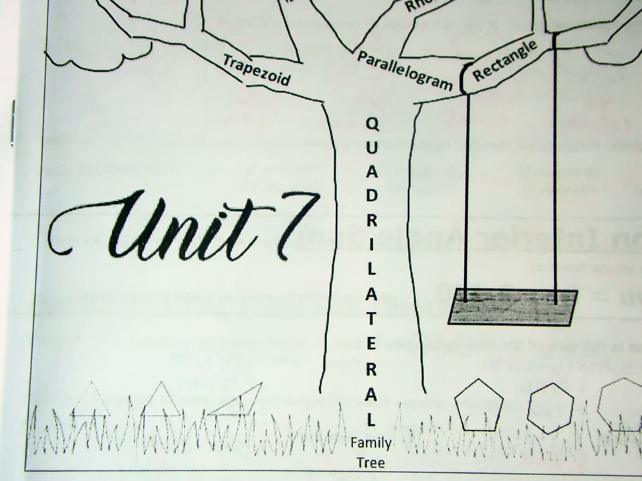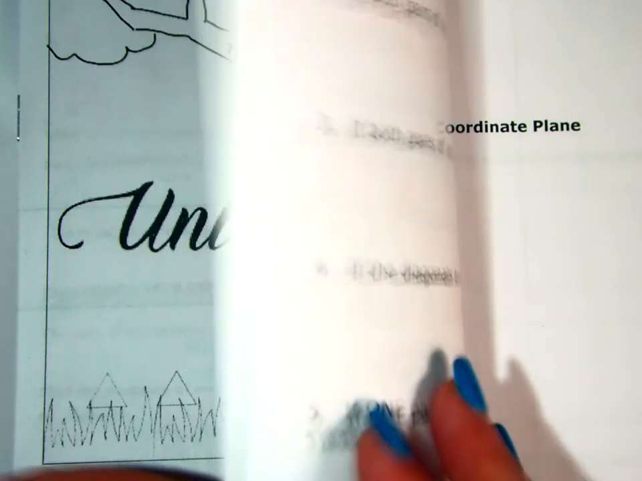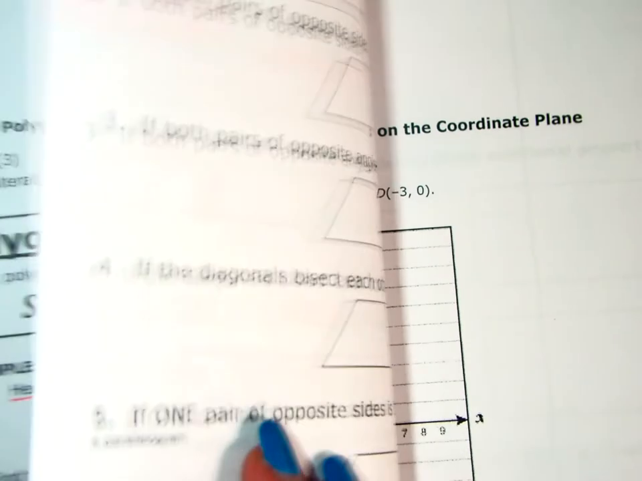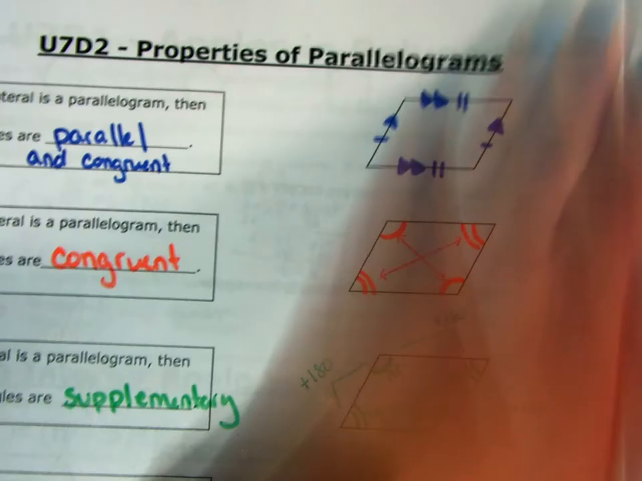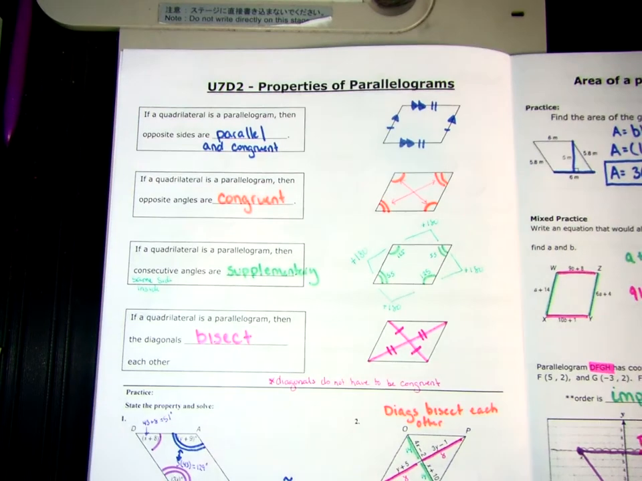Right, so on Day 3, yesterday or Friday, we looked at the properties of parallelograms. In that case, you were given a parallelogram, and once they told you this is a parallelogram, all of these properties were true.